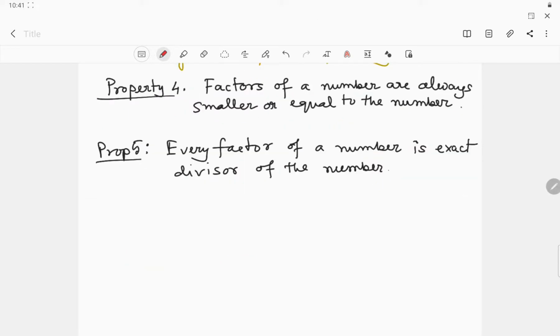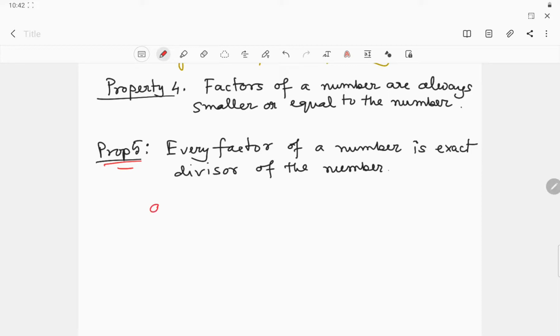Property number 4: factors of a number are always smaller than or equal to the number. We already checked this, because the factors of 10 are 1, 2, 5 and 10. 1 is smaller, 2 is smaller, 5 is smaller, but 10 is equal. Clear?